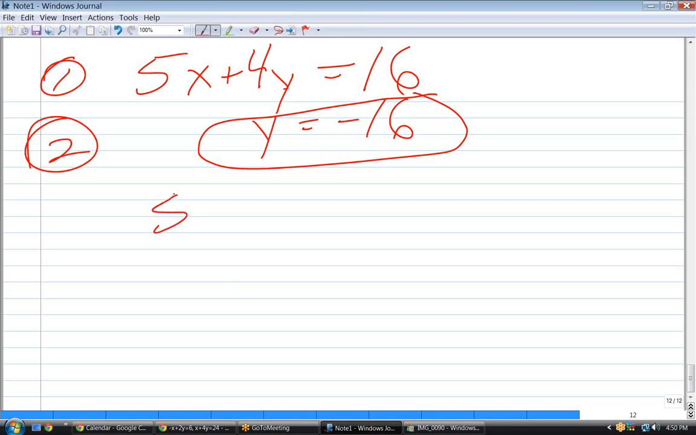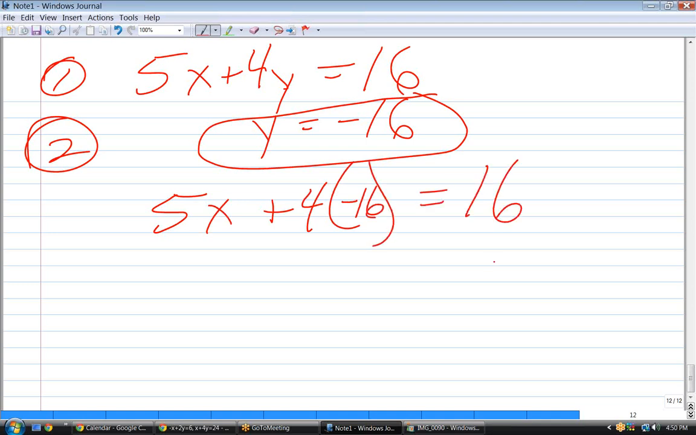So what's my equation number 1 rewritten with the substituted variable for y? It'd be 5x plus 4 times minus 16, equals 16. You can't drop the negative signs here. It's going to change everything if you do. In other words, bringing forth a positive or a negative sign is every bit as important as the number. We won't get it right if we drop the sign. Okay? So simplify this for me.